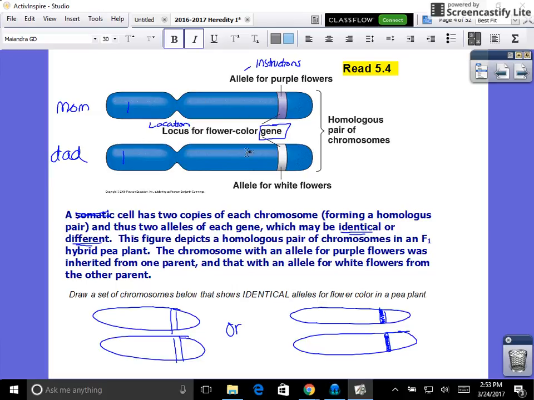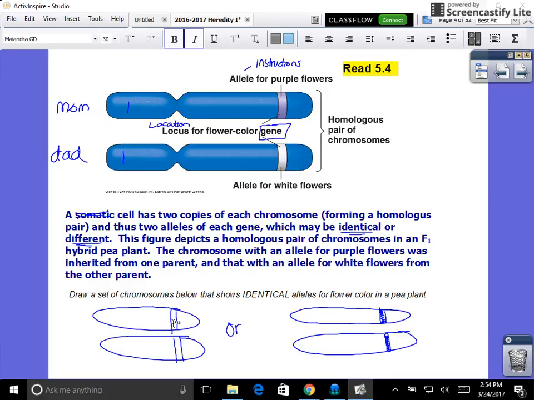And when those come together during fertilization, we have now a homologous pair. On, let's say, chromosome number 1, there is a location, let's say it's down here at the end, where you'll find the gene for flower color. And maybe mom's chromosome contains instructions for purple flowers, an allele for purple flowers. But dad's allele contains instructions for white flowers. So each cell has 2 copies of the chromosome that form the homologous pair. So you're always going to have 2 copies.